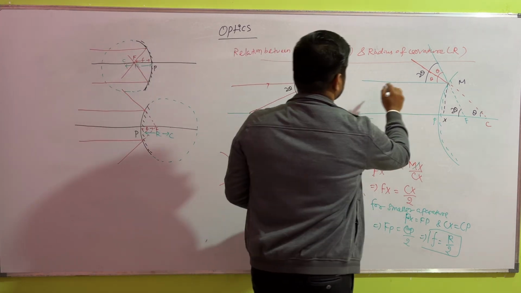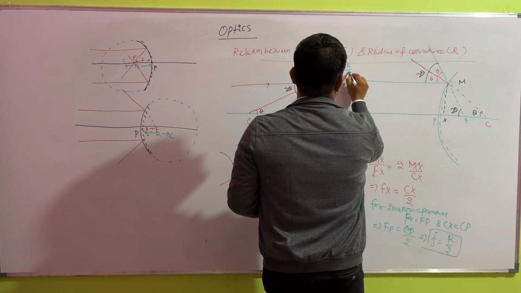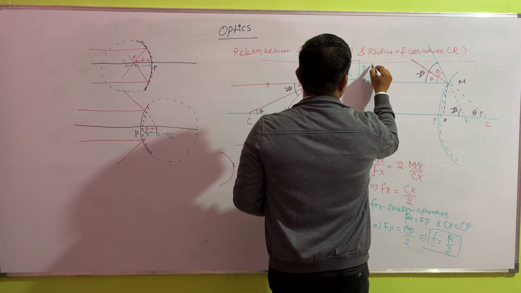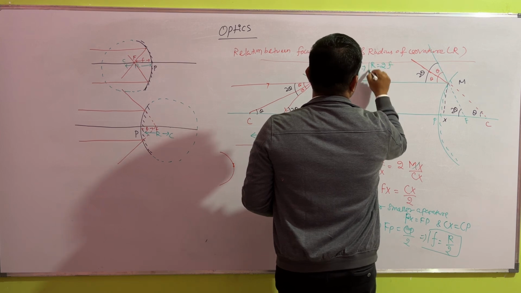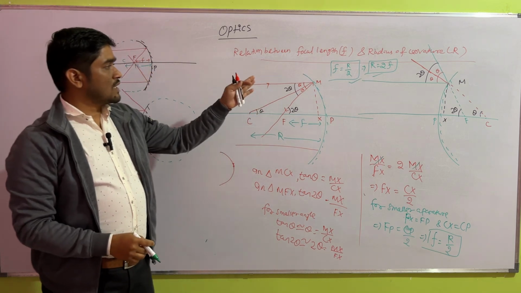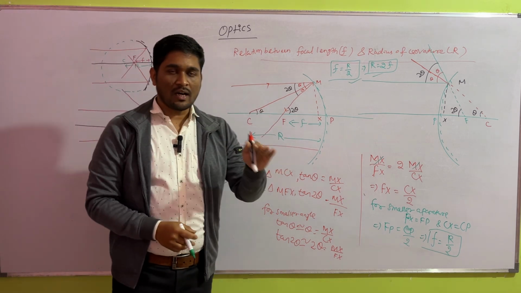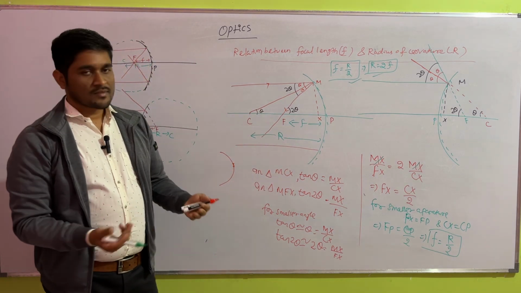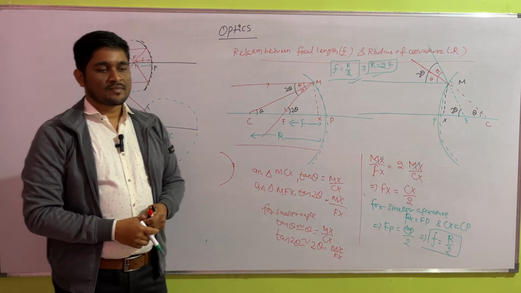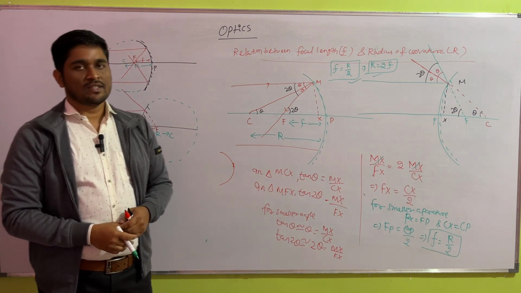So here we can write F, the focal length, is equal to half of the radius of curvature, or we can write the radius of curvature is twice the focal length. This is the relation between focal length and radius of curvature. The focal length is half of the radius of curvature, and that's why the radius of curvature is twice the focal length. Remember this. This is the relation between focal length and radius of curvature.